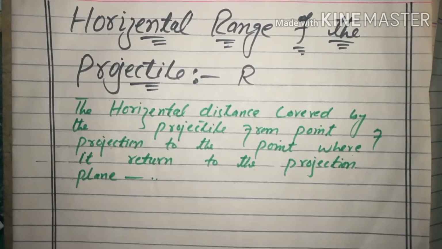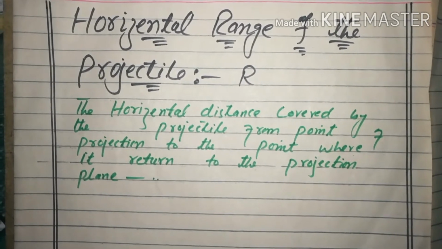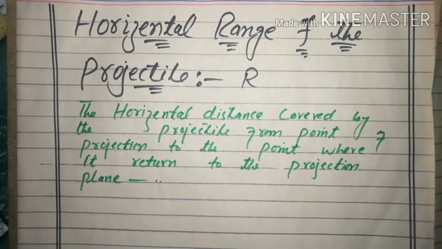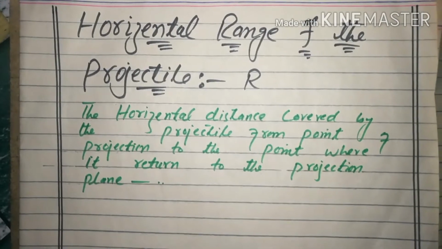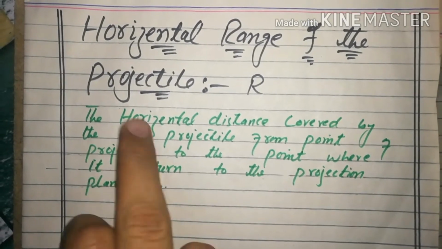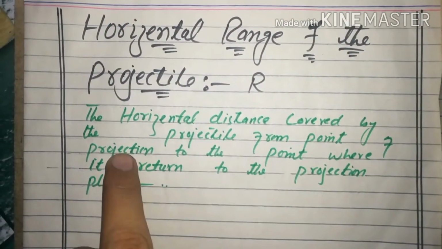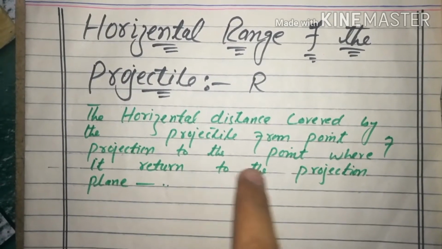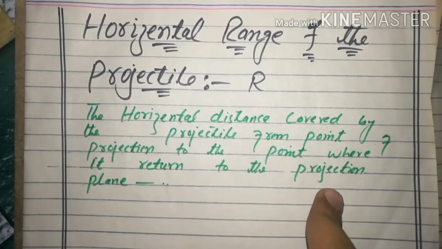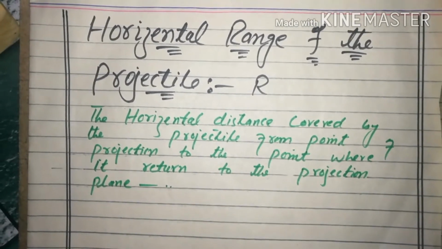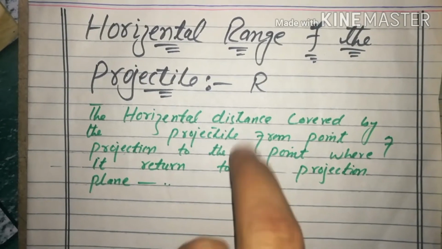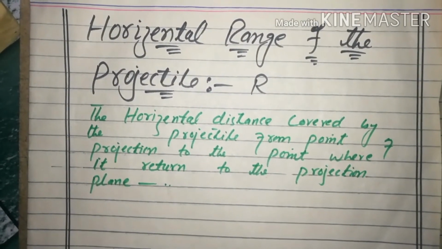दोस्तों आज का हमारा जो टॉपिक है वो हॉरिजॉन्टल रेंज ऑफ द प्रोजेक्टल के ऊपर है। So what is meant by the horizontal range of the projectile? The horizontal distance covered by the projectile from the point of projection to the point where it returns to the projection plane is called the horizontal range of the projectile. It is denoted by the capital R.